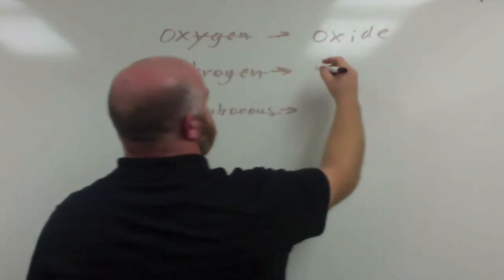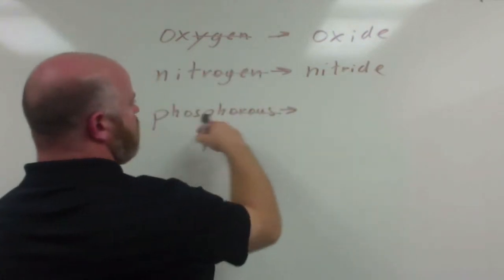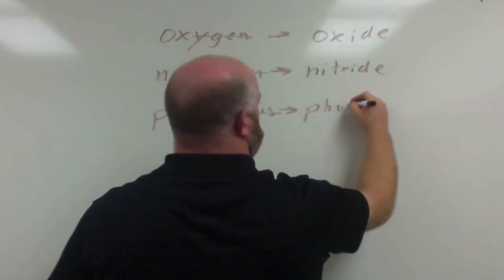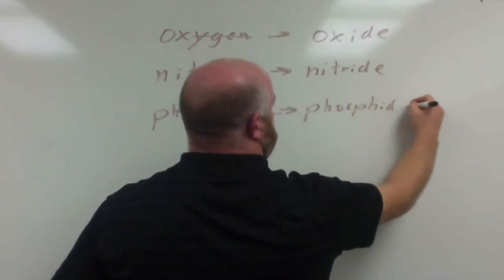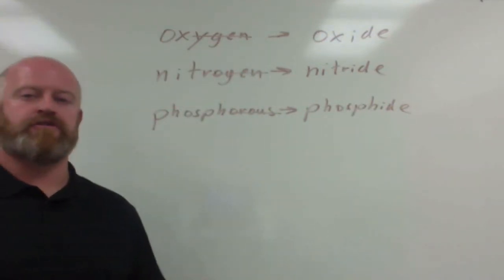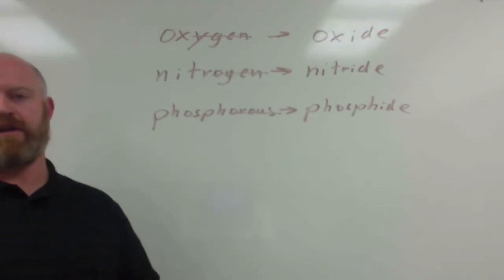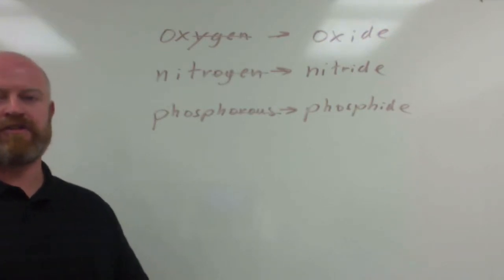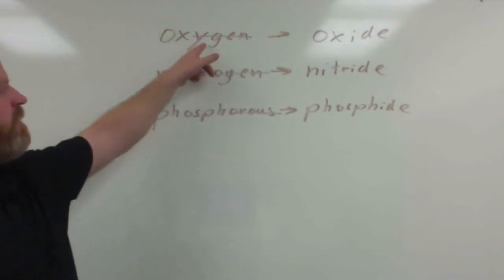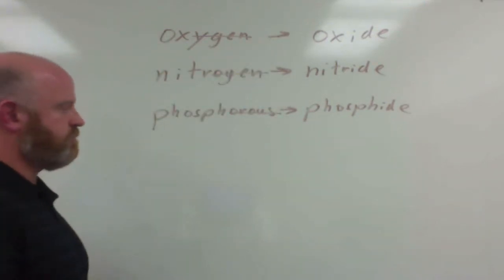So oxygen becomes oxide, nitrogen becomes nitride, and phosphorus becomes phosphide in our system, okay? Everything else, you just drop off the last syllable. So it would just be chloride, bromide, iodide, those kind of things, carbide. But for these three, we drop off the last two syllables. So please make sure you get those into your notes.